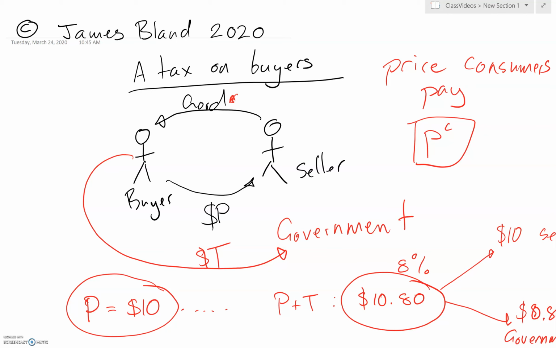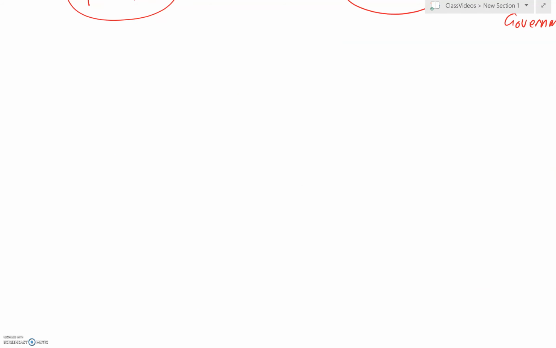Okay, so that's the number that they're going to be paying attention to. When there isn't a tax, this thing is just equal to the price in the market. But when there is a tax, the price that consumers pay isn't going to be equal to the price that sellers receive. And therefore, we need to work out what buyers are going to do based on this price consumers pay. So let's work out what this tax on buyers does to the demand curve.